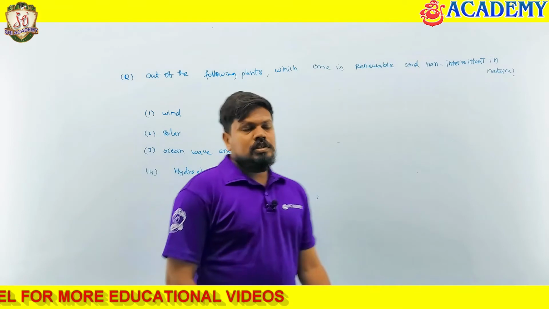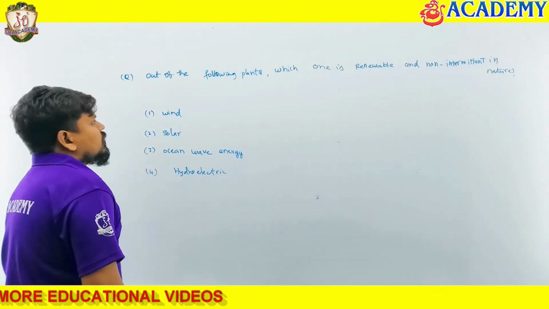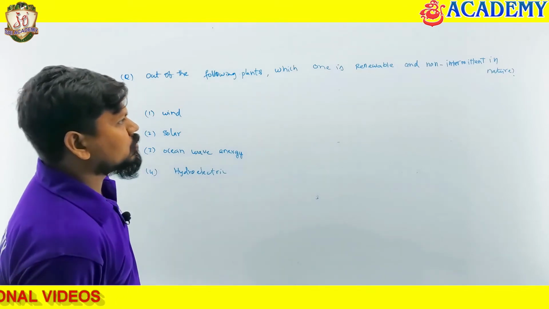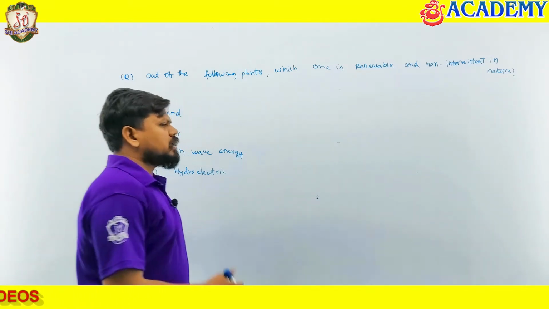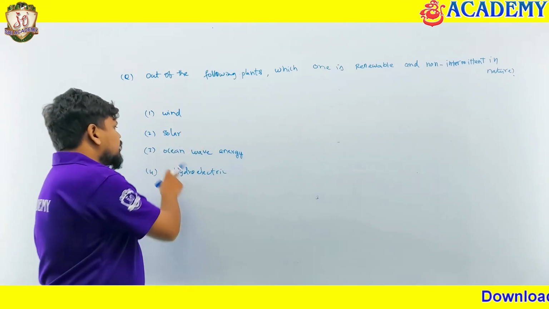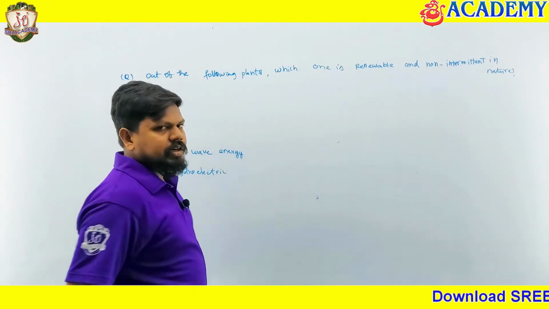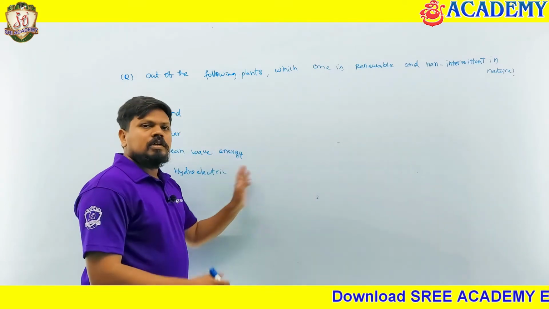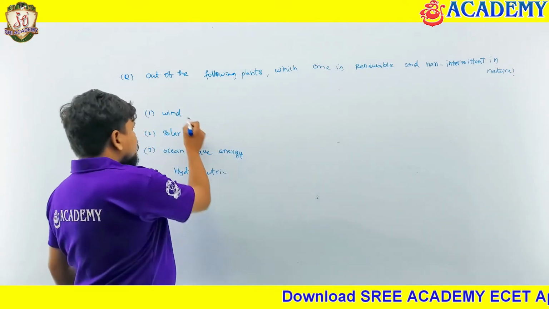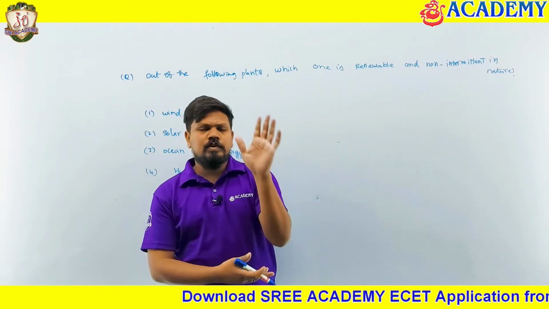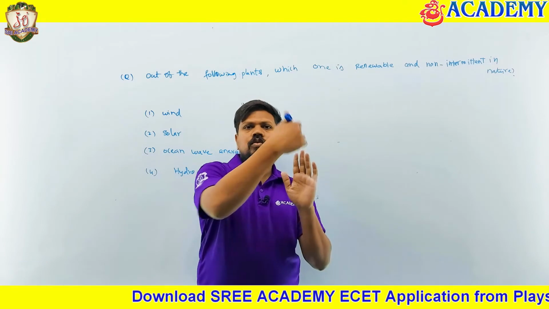And the next question is, out of the following plants, which one is renewable and non-intermittent in nature? Non-intermittent. See the options: wind power plant, solar power plant, ocean wave energy, hydroelectric power plant. Let's first understand what these power stations are, then we will go to the question. Wind power station means you know already, so wind farm we have to give. That means wind turbine we have to place on the top.